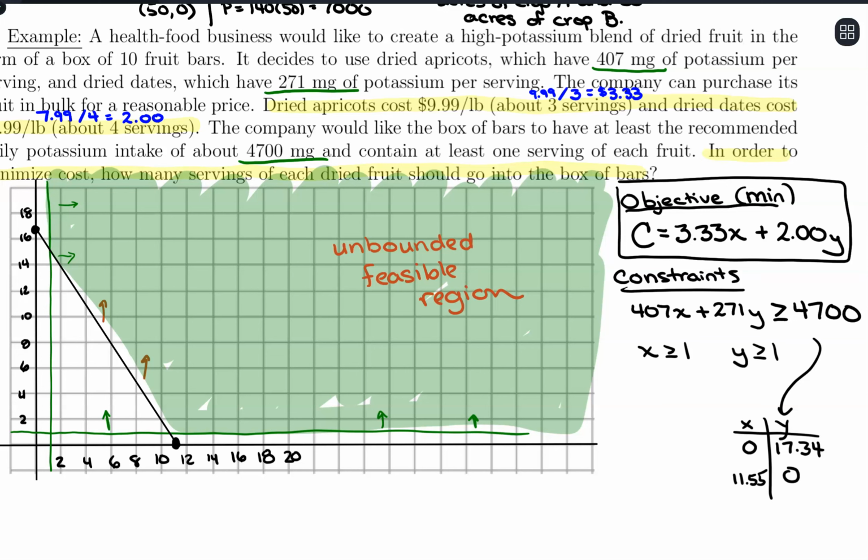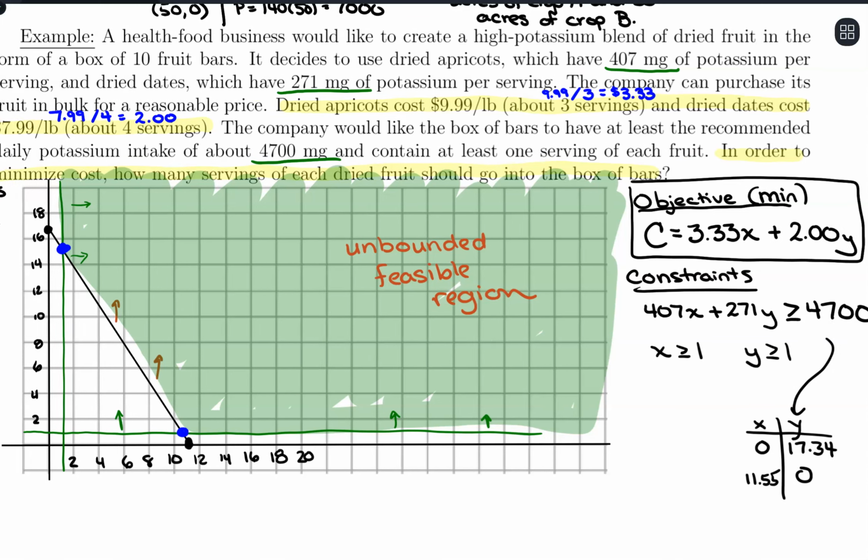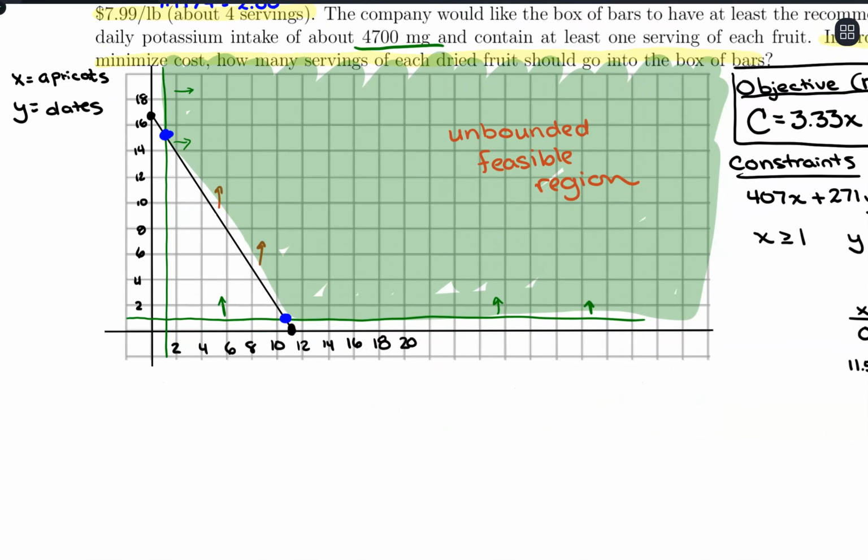We still want the corners of this. It's not going to be a nice polygon. It's not going to be trapped inside, but we still have these corners. We have this corner where x equals 1 is intersecting with that potassium equation. We have this corner where y equals 1 is intersecting, and that's it. Those are our two corners there. So let's talk about finding the value of those corners, because that'll be hard to do.